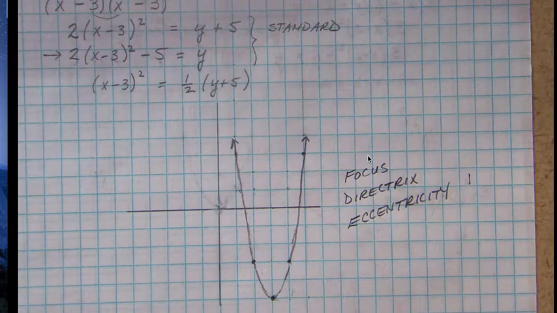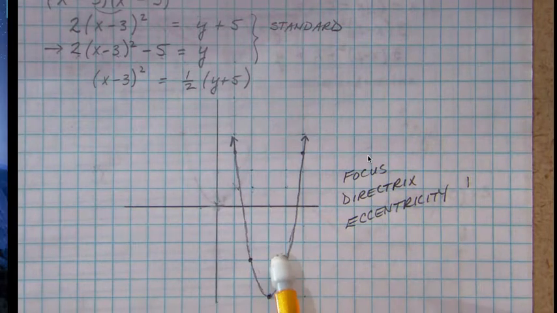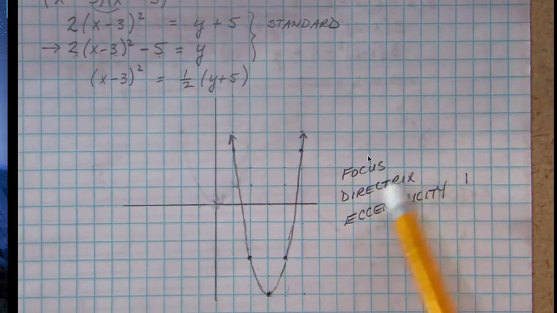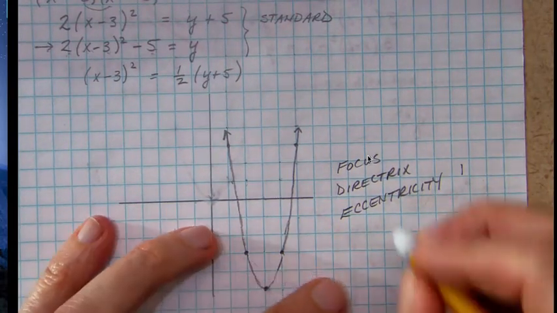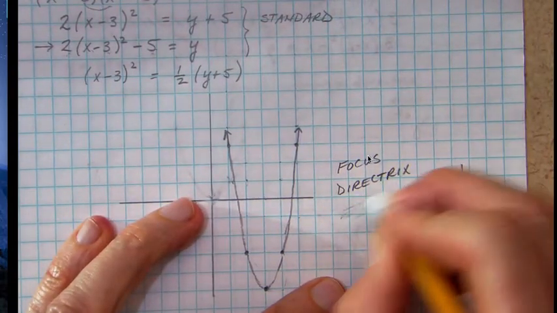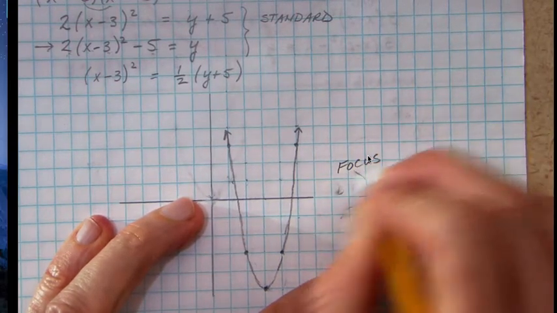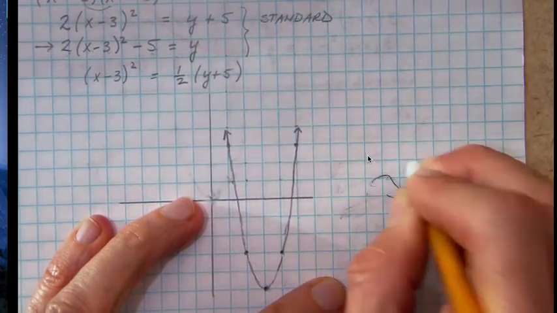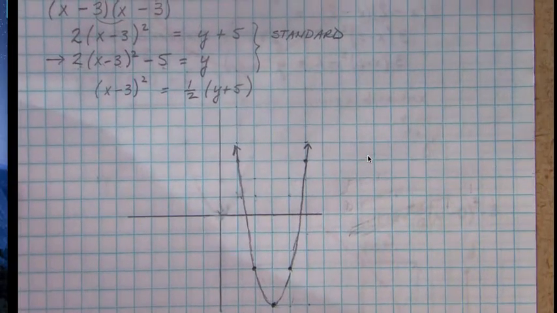Okay, so now we're ready to take this equation and this graph and identify where the focal point and the directrix are, and then of course the eccentricity we know as 1. So let me clean this up just to give us a little bit of room to write and draw. And we're going to use the equation to help us find these values right here.